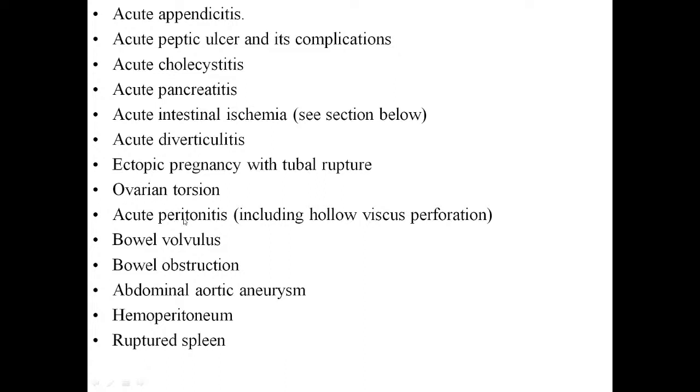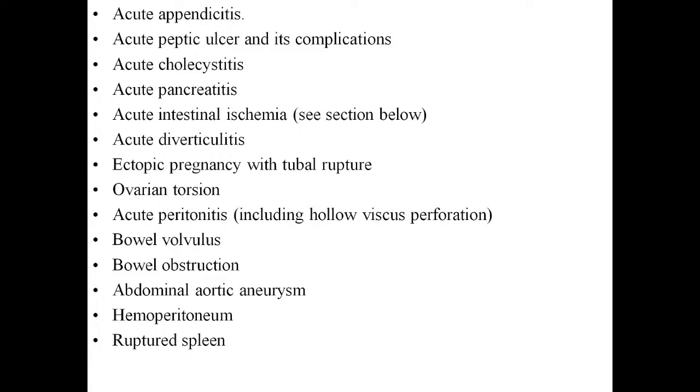Acute peritonitis, including hollow viscus perforation, bowel volvulus, bowel obstruction, abdominal aortic aneurysm, hemoperitoneum, and rupture of the spleen. Students, these are destructive diseases of the abdomen which can lead to acute abdomen, peritonitis and internal bleeding.